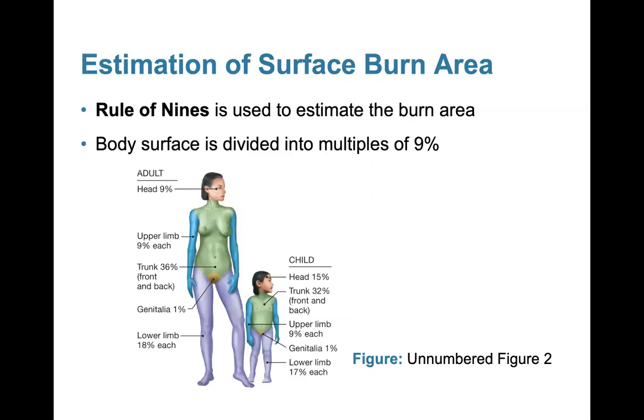The rule of nines is used to estimate the burn area. The body surface is divided into multiples of 9 percentages, and you can see that here. And they try to determine how much of your skin is damaged, and realistically, if more than like 10% of the body contains third-degree burns, that could be very fatal, just because of the extent of the damage. Okay, and that is it for this.